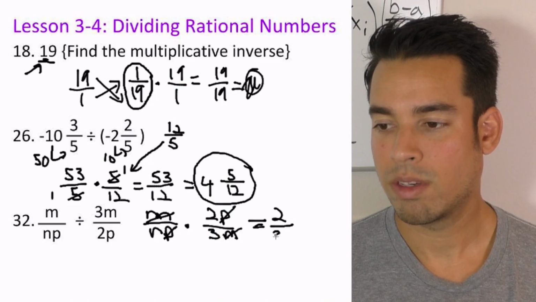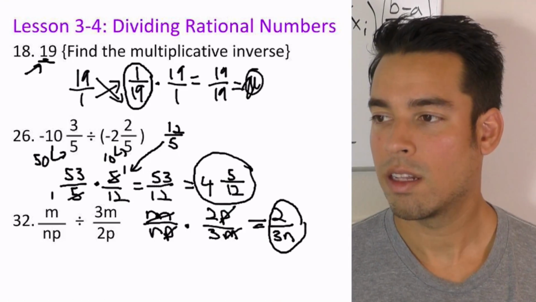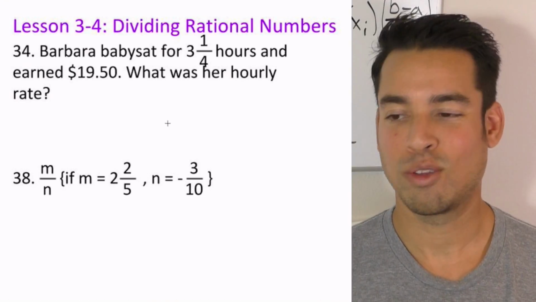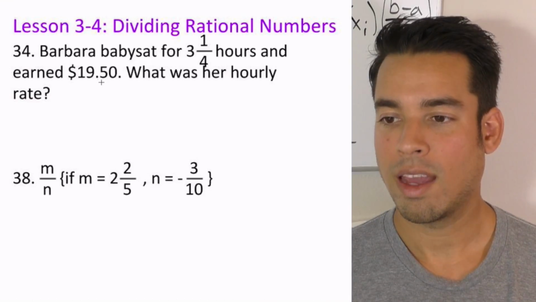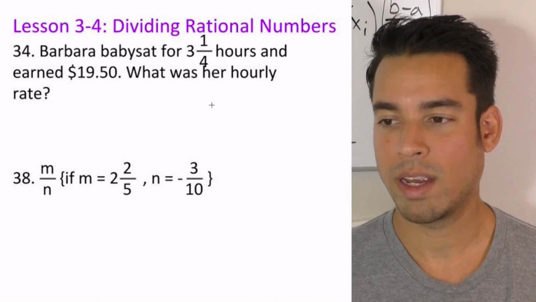We've got a 3n, like this, and there you go. Now let's go on to the final 2 problems. We got a word problem. Here we go. Don't be intimidated. Barbara babysat for 3¼ hours and earned $19.50. What was her hourly rate?